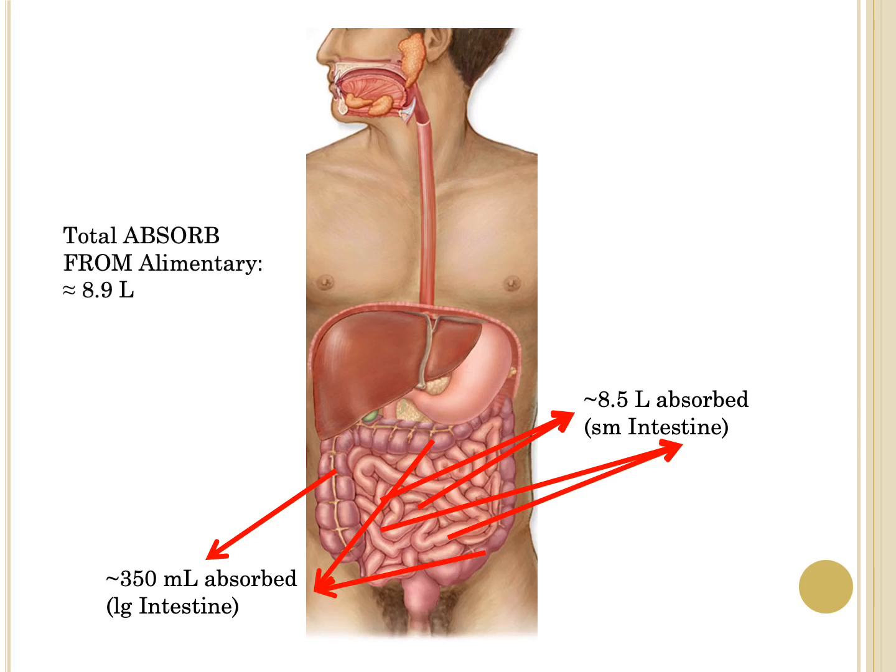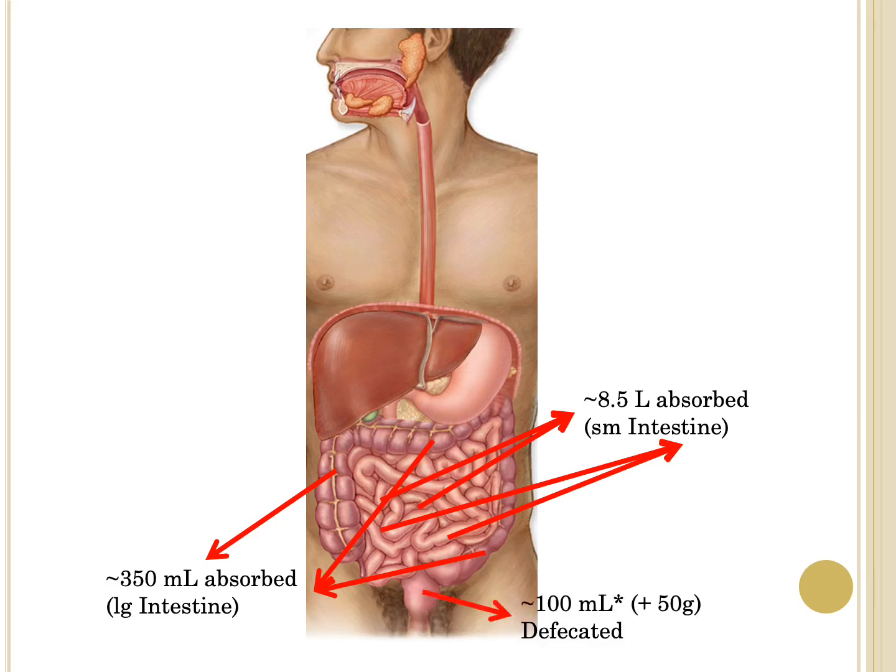That tells me that we get somewhere around 8.9 liters of materials being absorbed within the intestines, which means we're only losing about 100 milliliters of liquid and about 50 grams of material in the defecation reflex. Now, the fecal matter that is actually released is much larger than what is indicated in the diagram, and that has to do with other factors released within the fecal matter, which we'll talk about later on.